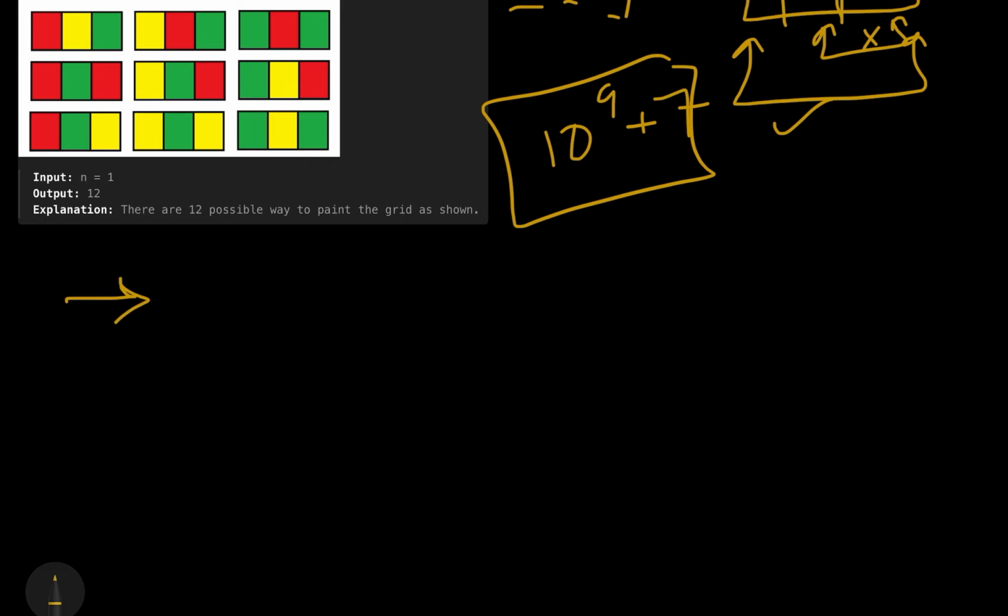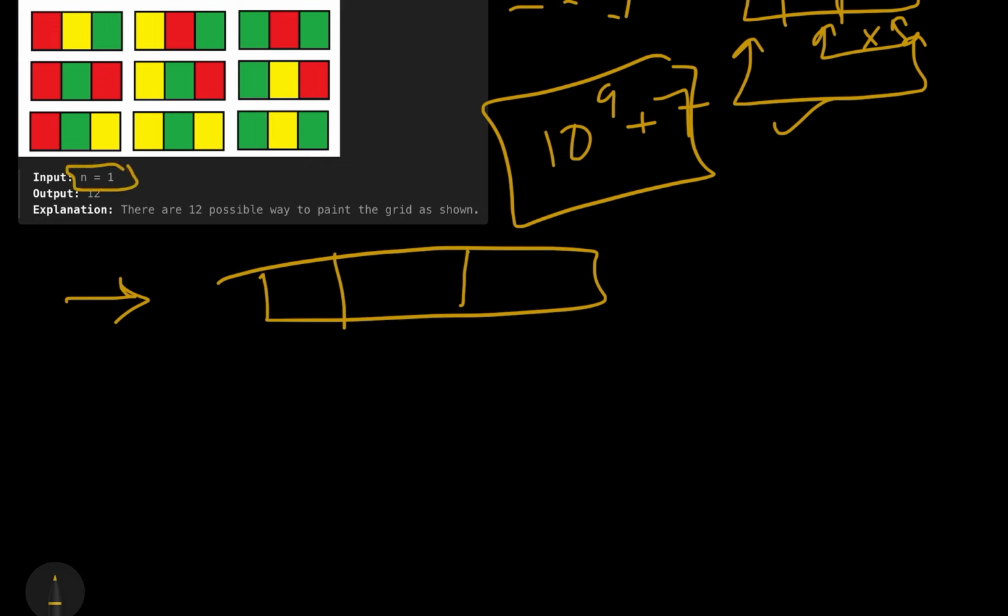Okay, for a single row of three cells, with no two adjacent cells the same. Suppose n is given as 1, so the output here is 12. So it says that it has 12 valid colorings.